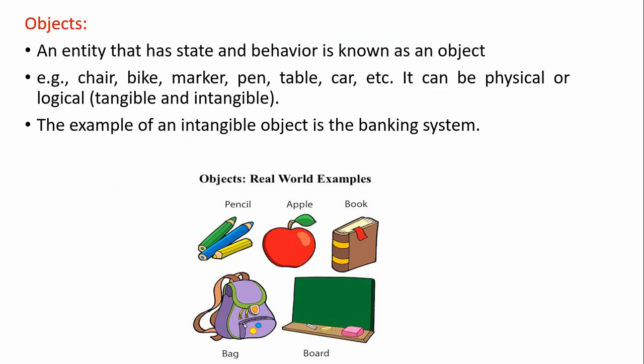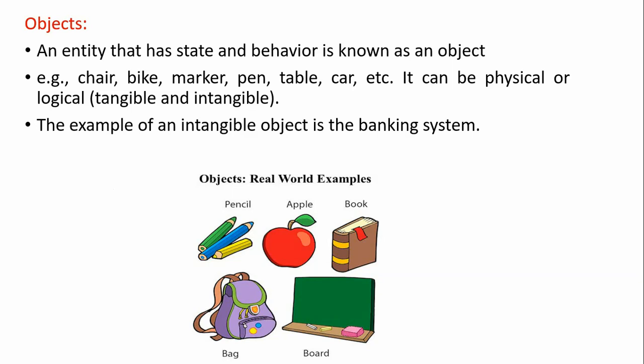Okay. So what is an object? We already discussed object, and it is the basis of object oriented programming. So we'll discuss in depth here. An entity that has a state and a behavior is known as an object. So what does it mean? If something consists of a state and a behavior, that is called an object.